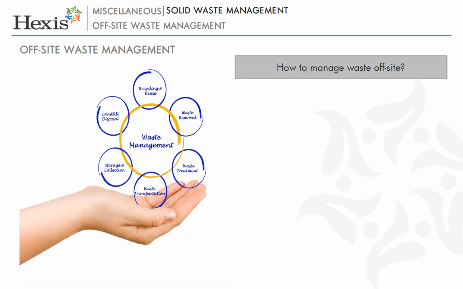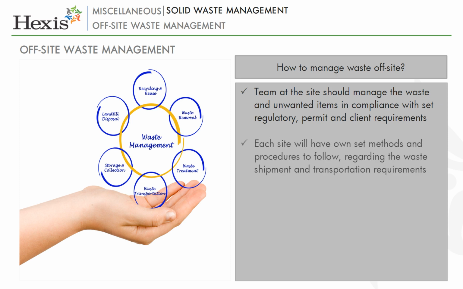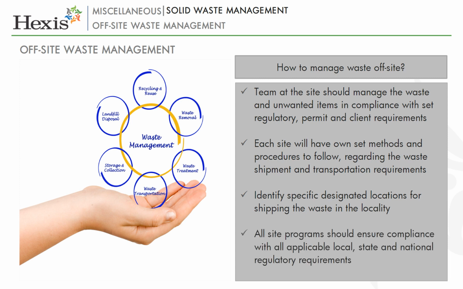Let us now understand how to manage the waste off-site. The facility management team at the site should manage the waste and unwanted items in compliance with set regulatory, permit and client requirements. Each site will have their own set methods and procedures to follow regarding the waste shipment and transportation requirements. The site also should identify specific designated locations for shipping the waste in the locality. In addition, all site programs must ensure compliance with all applicable local, state, and national regulatory requirements.